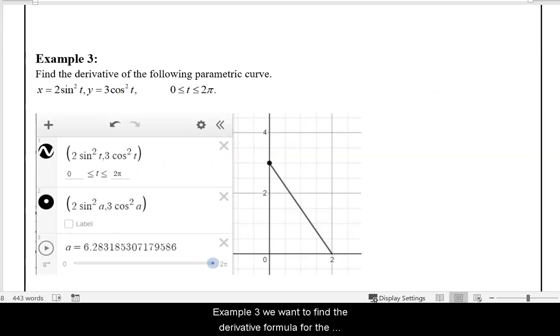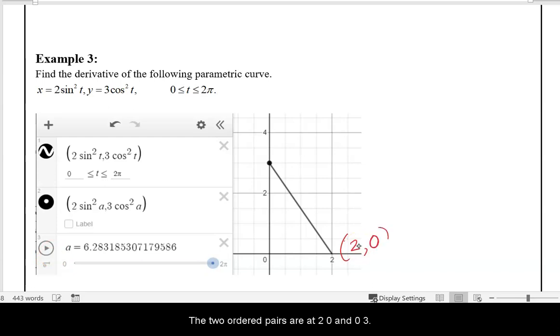In example 3, we want to find the derivative formula for the following parametric curve. This one is not at a particular point, just in general, what is the derivative? You'll notice surprisingly that when I put it into Desmos, this parametric equation given by x equals 2 sine squared of t and y equals 3 cosine squared of t actually gives us part of a straight line. In fact, it's giving us the straight line extending between two ordered pairs. The two ordered pairs are at (2, 0) and (0, 3).